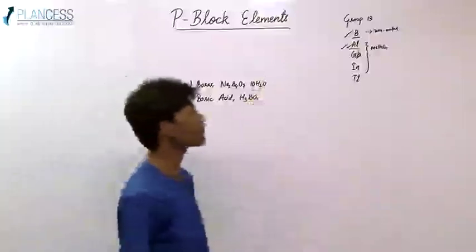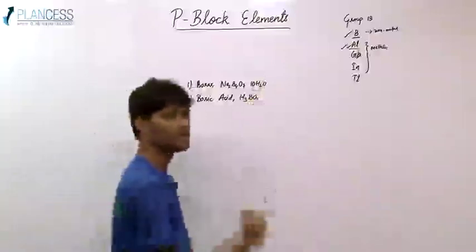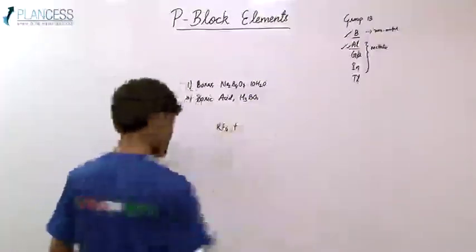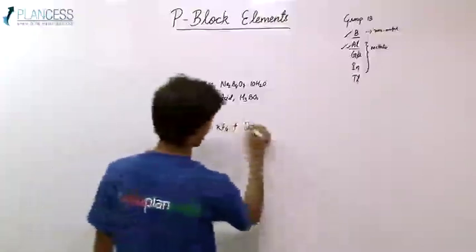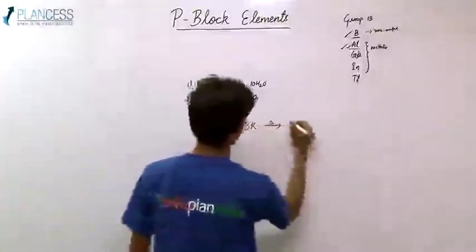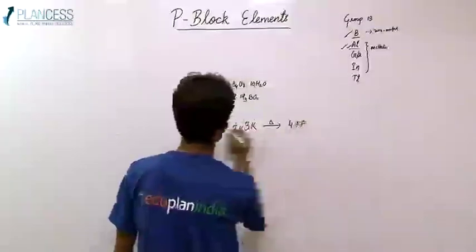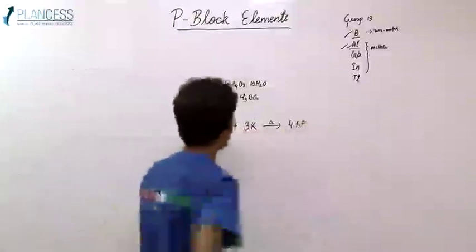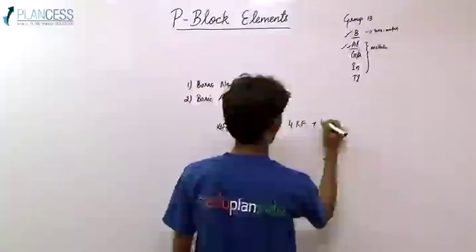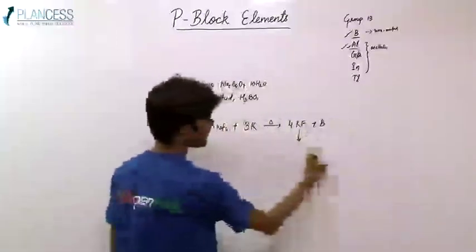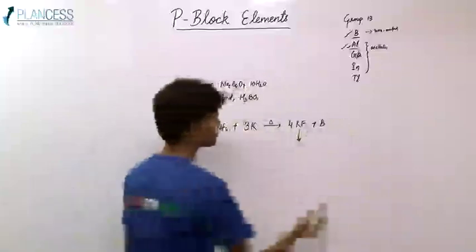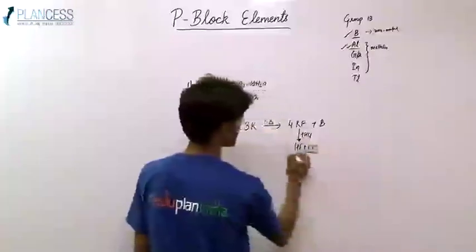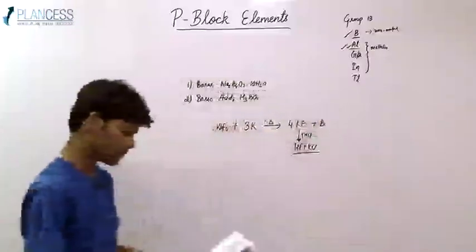As far as the preparation of boron is concerned, it is prepared from potassium tetrafluoroborate, that is KBF4. When KBF4 is reacted with potassium and heated simultaneously, it forms 4 KF and also forms boron. This KF is then removed from the solution by reacting it with HCl, forming HF and KCl, and then subsequently it is removed, and what we get is boron.